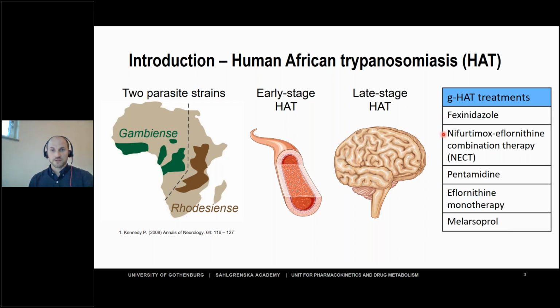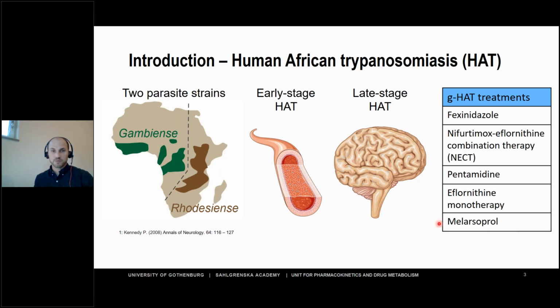Then we have a combination therapy, which is based on two drugs, so nifurtimox and eflornithine. We'll talk more about eflornithine here today. So the nifurtimox-eflornithine combination therapy is also great work from the Drug for Neglected Disease Initiative, or DNDI, where you combine the two drugs and have good efficacy. Other options are pentamidine, mainly used for early stage, and then eflornithine monotherapy is still on the list, even though NECT would be preferred, I'd say.